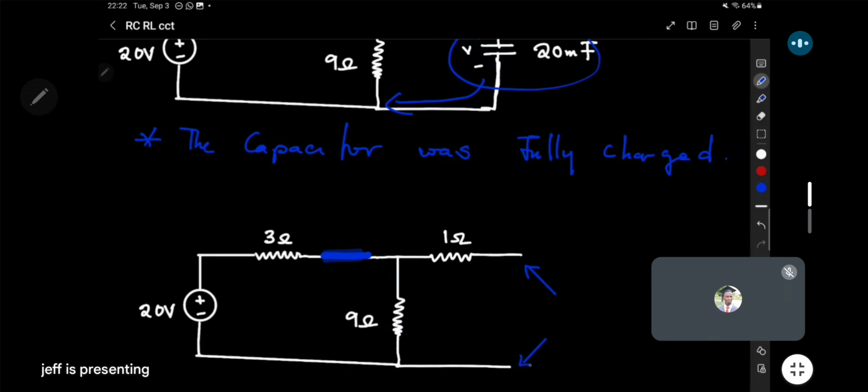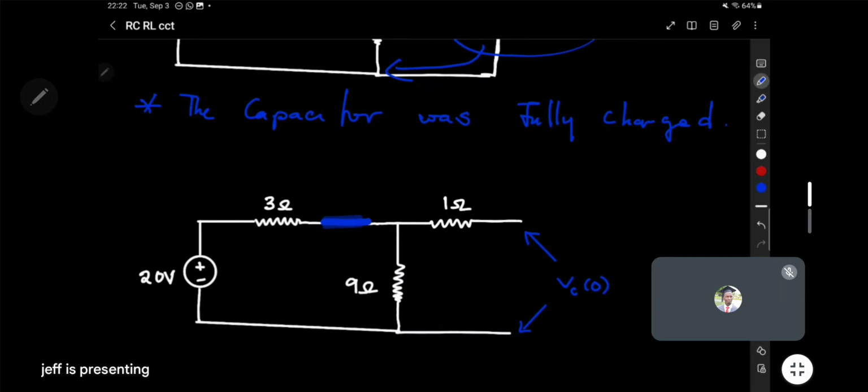The voltage stored in the capacitor initially, when it is still fully charged, will be equal to the open circuit voltage. So this is what comes out as the voltage stored in the capacitor initially, for t equals 0. So we need to find the voltage across these 2 points. That will tell us how much the capacitor had.